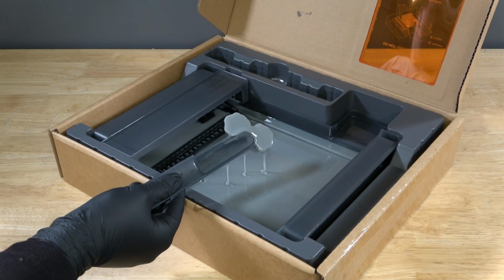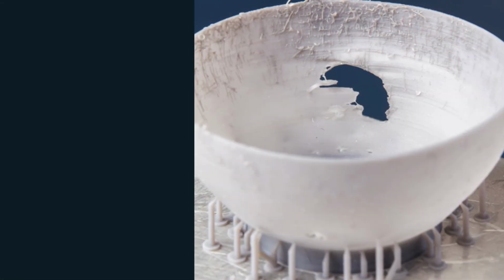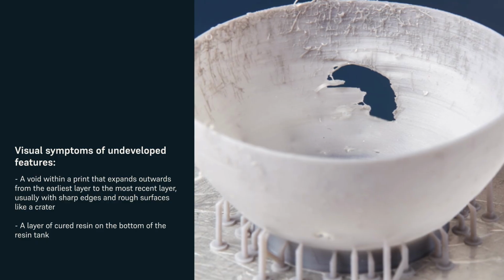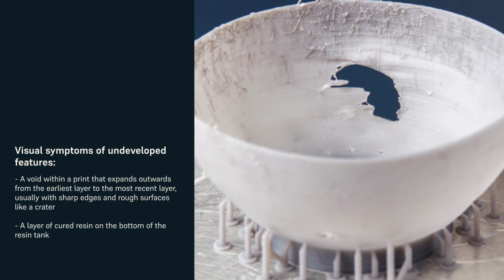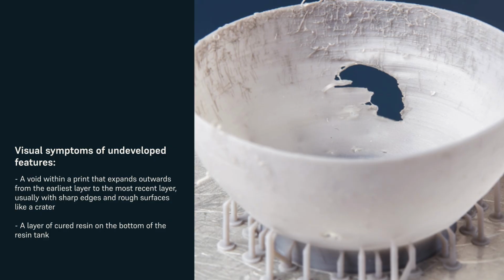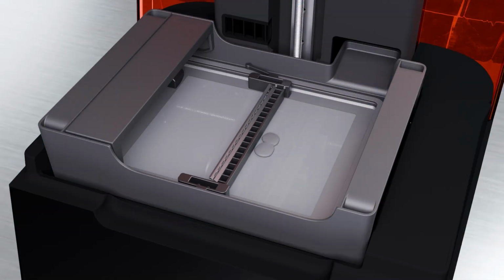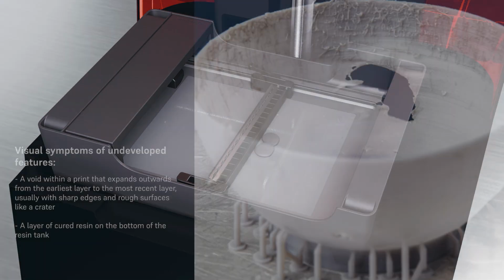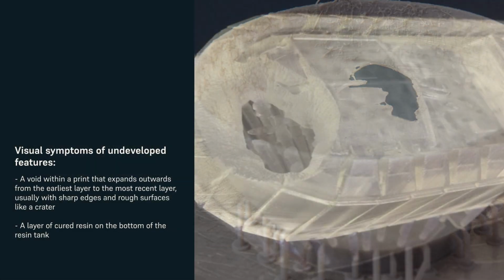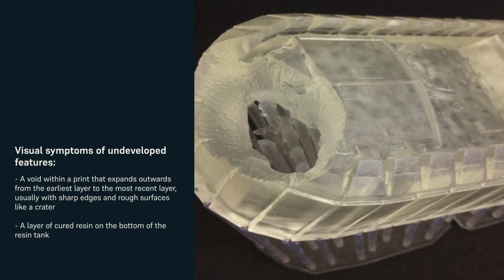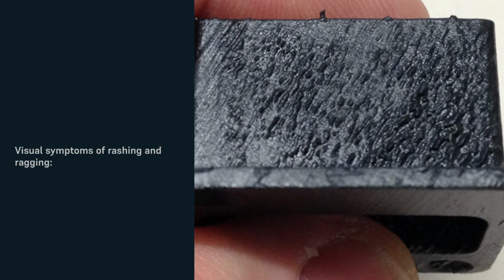Common visual symptoms of undeveloped features often look like a void within a print that expands outwards from the earliest layer to the most recent layer, usually with sharp edges and rough surfaces like a crater, or a layer of cured resin on the bottom of the resin tank. Contamination on the optical window or release texture could cause the initial print failure that grew into this larger undeveloped feature or explosion. Rashing and ragging are two types of print defects involving rough surface finish.